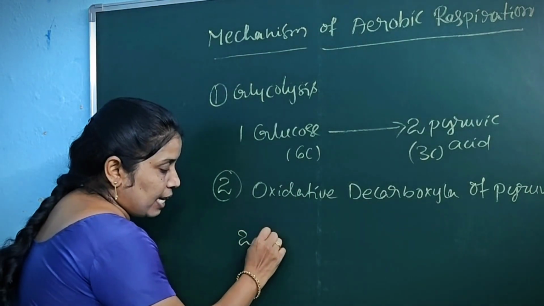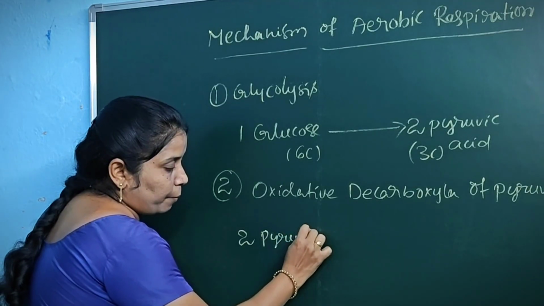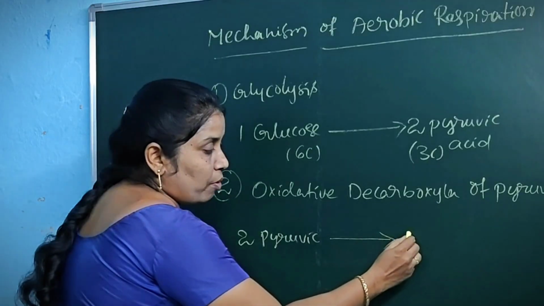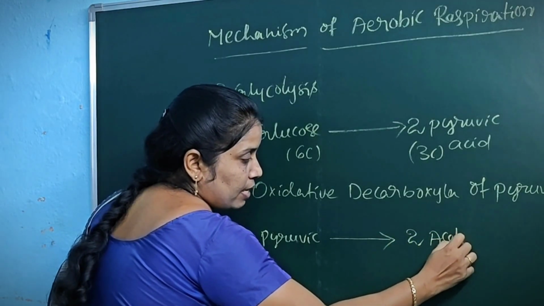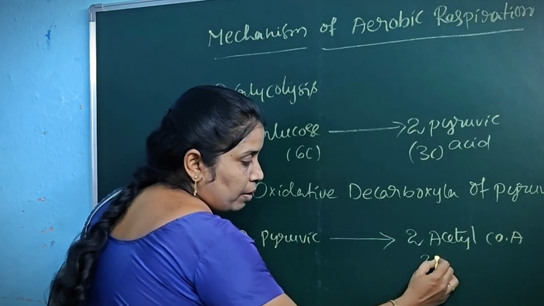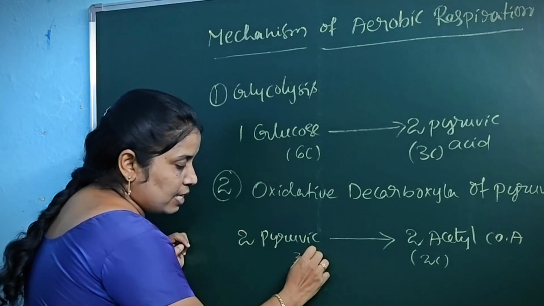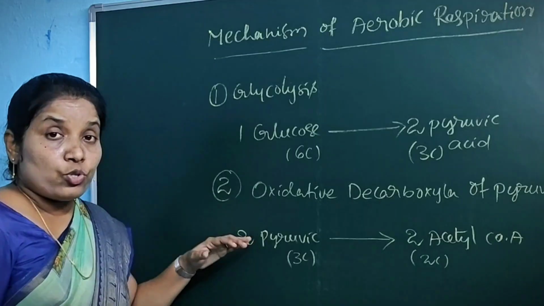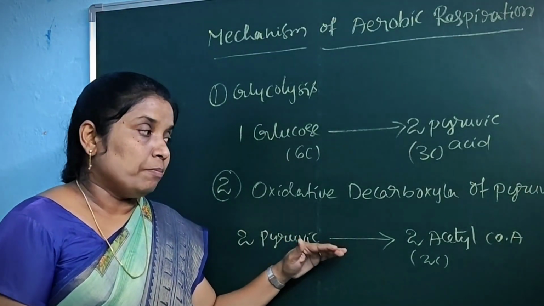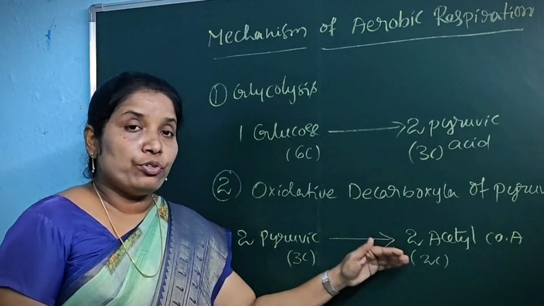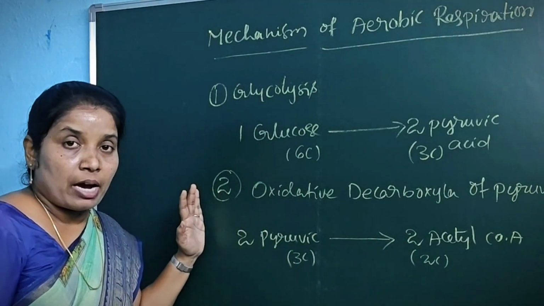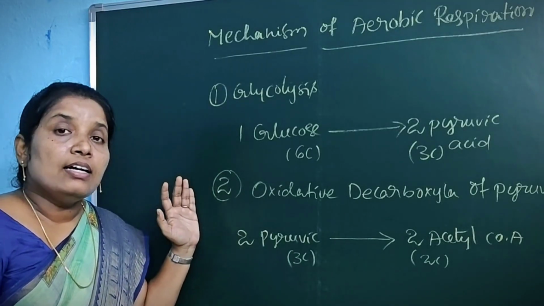Two pyruvic acids undergo oxidative decarboxylation, resulting in the formation of two acetyl coenzyme A molecules, which are 2-carbon compounds. So, this is the second step. This step occurs in the mitochondrial matrix. Let's see the third step.